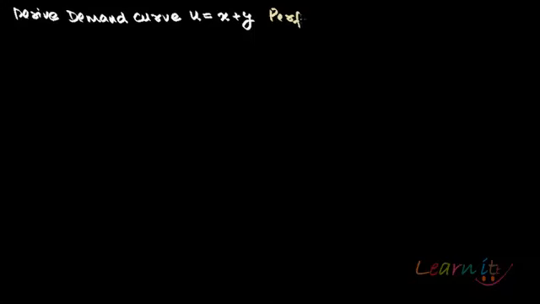Now we need to derive the demand curve for the utility function u equals x plus y. This is the utility function u is equal to x plus y, and you know this well, this is the case of perfect substitutes. This is the case of perfect substitutes, and we need to derive the demand curve for this.